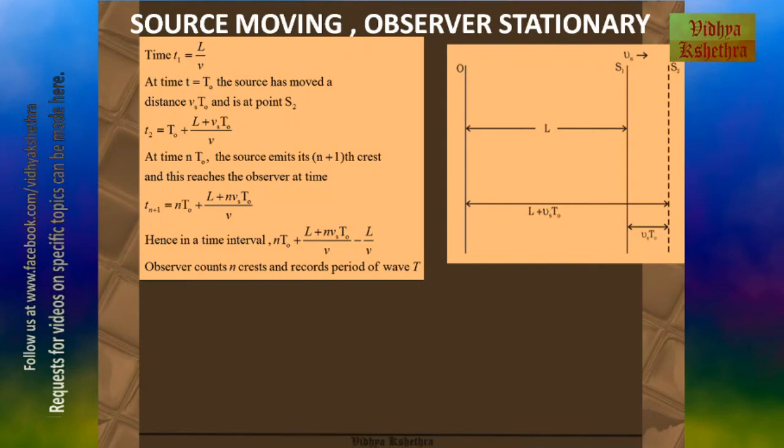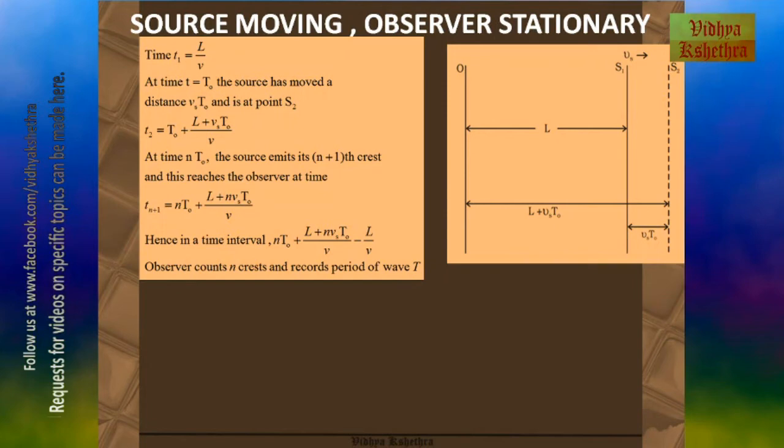Now at time n times the period of the wave, the source emits its n plus 1 crest and this reaches the observer at time Tn plus 1 is equal to Nt0 plus (L plus Nvs T0) by V. Hence the time interval is given by Tn plus 1 minus T1.